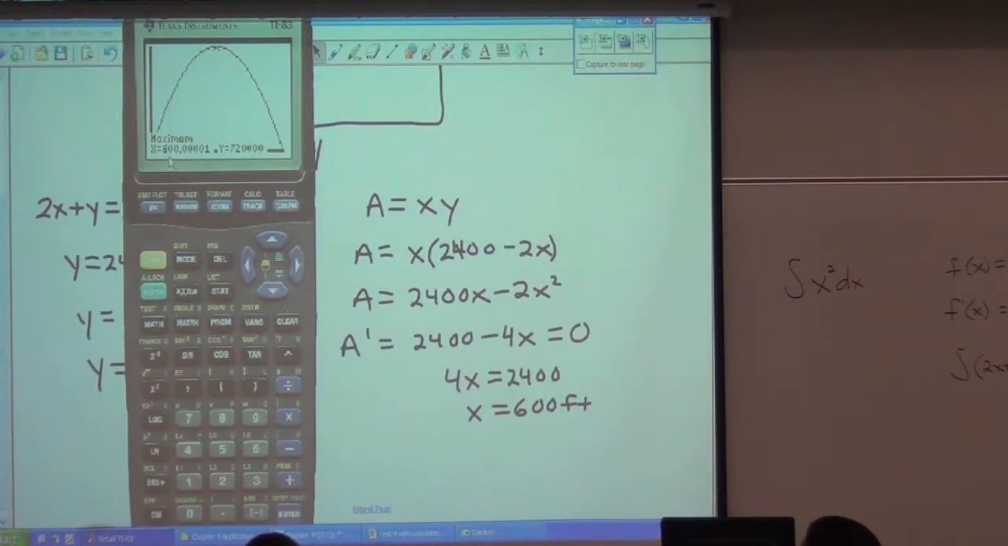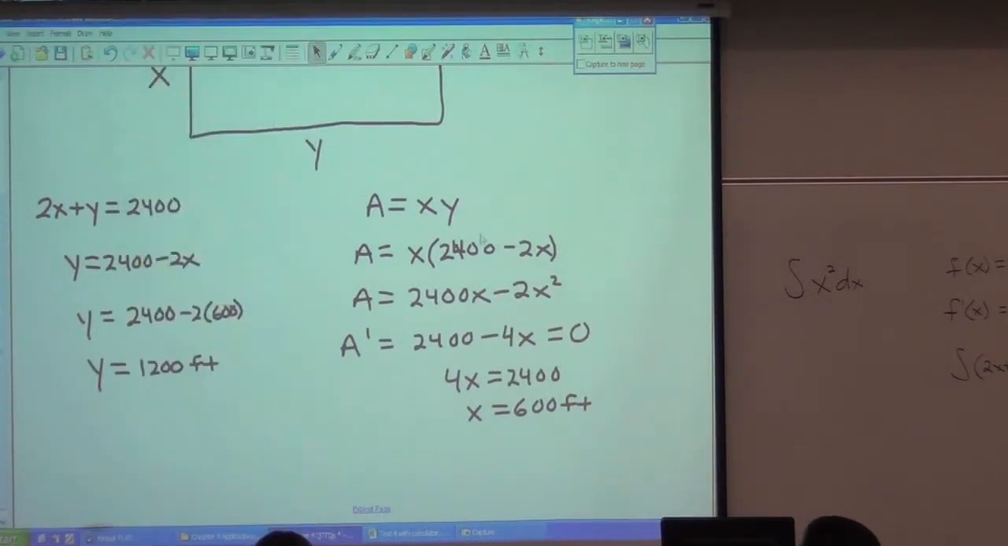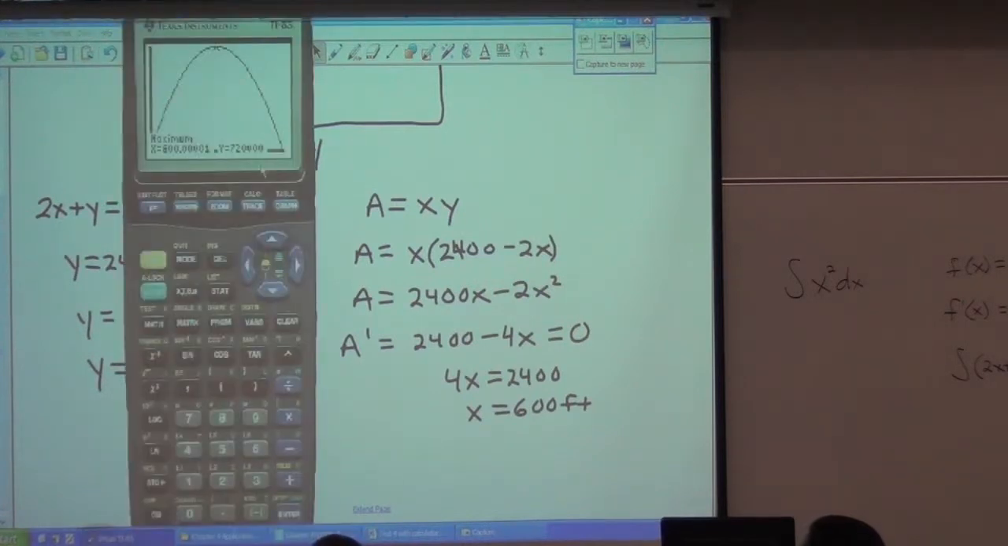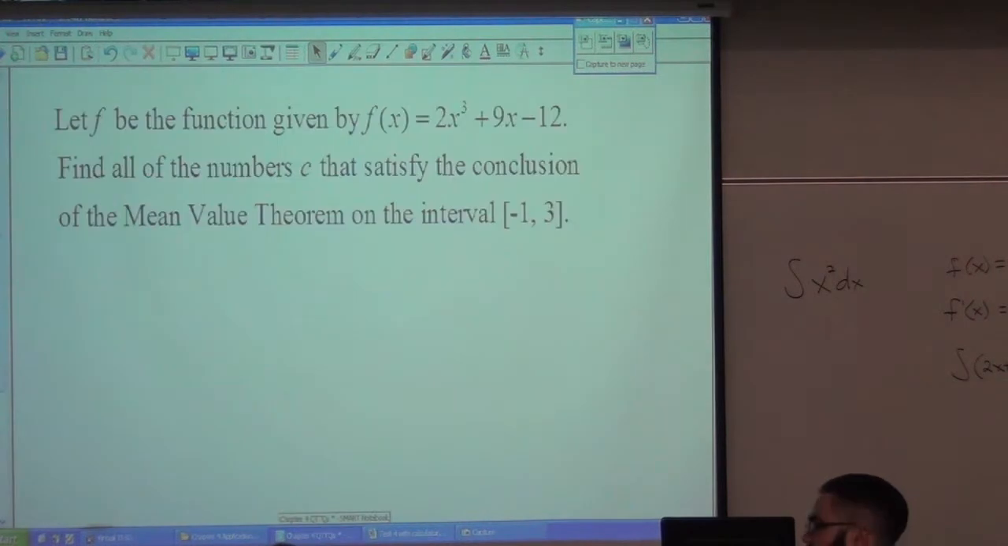It tells me the X is 600, but look, the Y is 720,000. What do you get if you multiply 600 by 1,200? 720,000. Right, so it's telling you the X and the maximum area. It doesn't tell you the Y. In this case, the Y is the area.